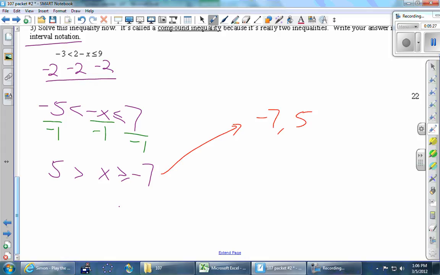And the only other thing to know about interval notation is when is it a round parenthesis and when is it a square bracket. So at -7, it's greater than or equal to, that's the bracket. That's how we say include the number -7. And it says don't include 5 because 5 is strictly bigger than x. That's where we put the round parenthesis. Questions on that one?